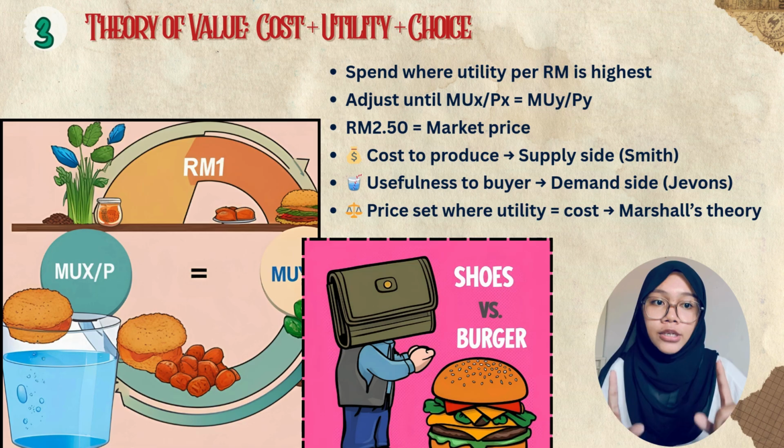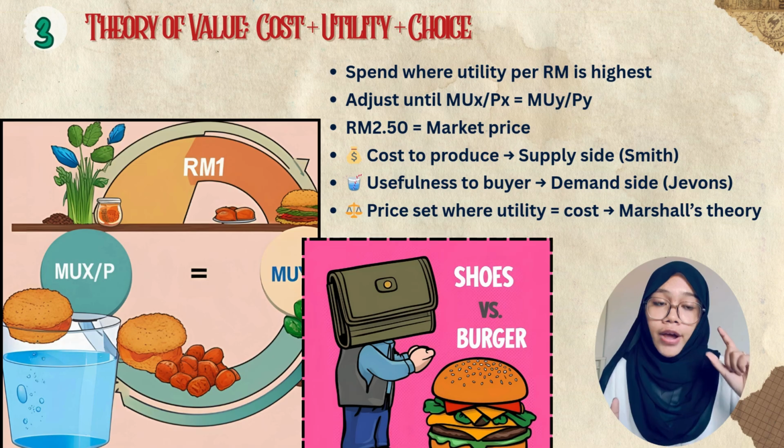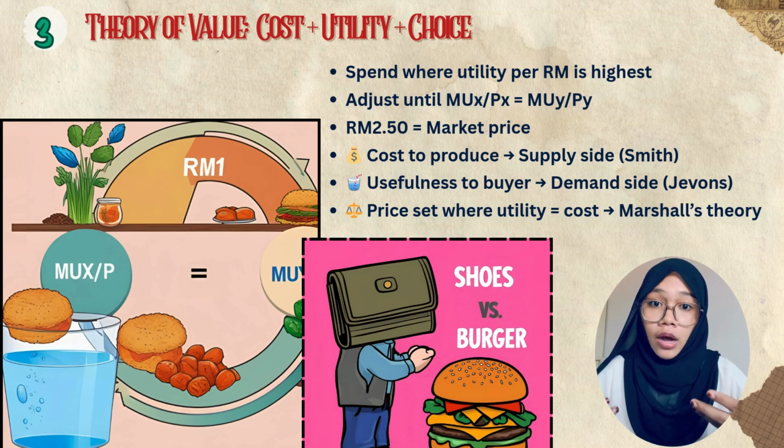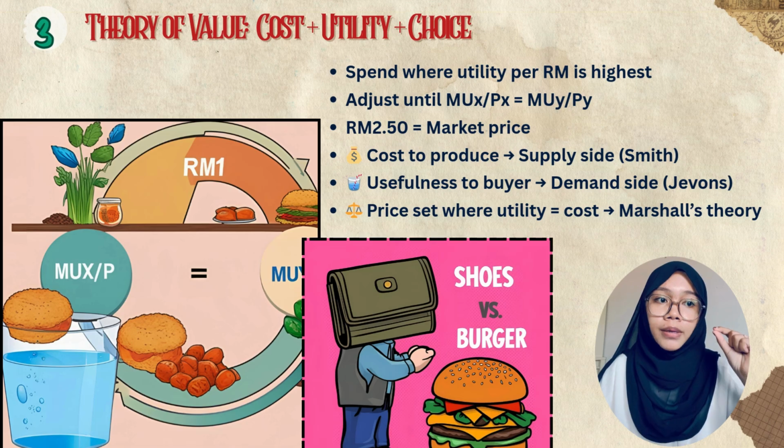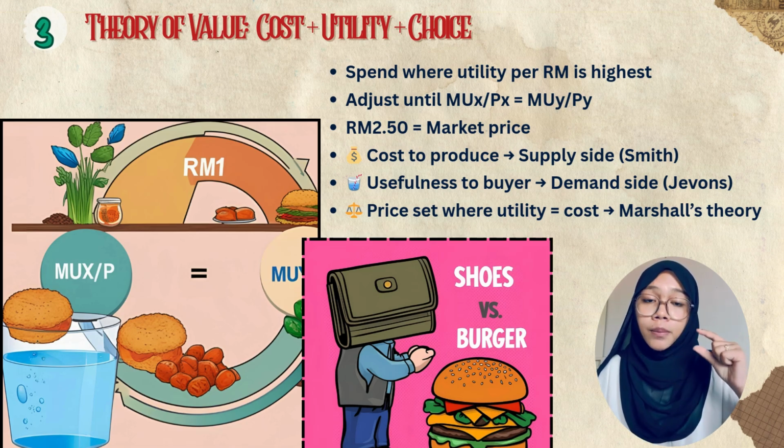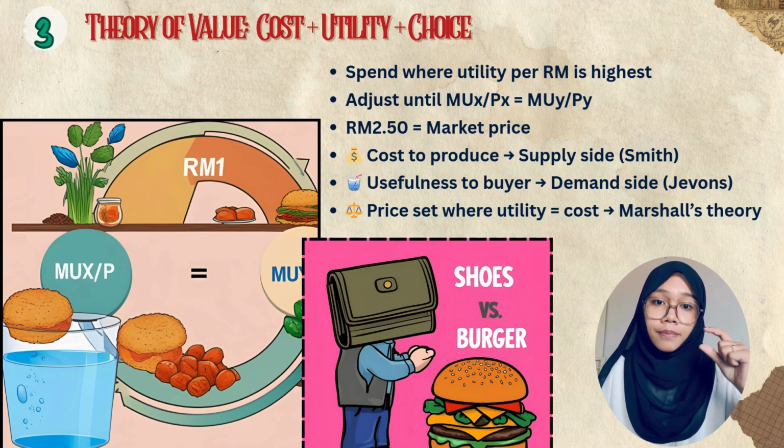Hence, according to what Marshall said, the final price of 2 ringgit 50 cent is set where your willingness to pay equals the seller's need to cover the cost. So that is where marginal utility equals marginal cost, the market price.